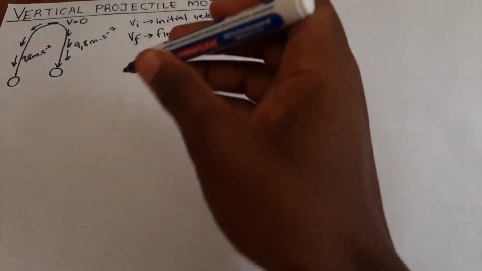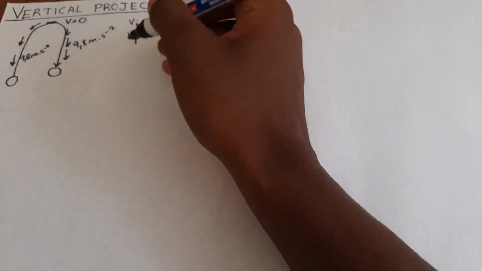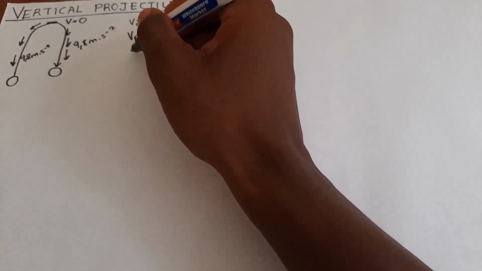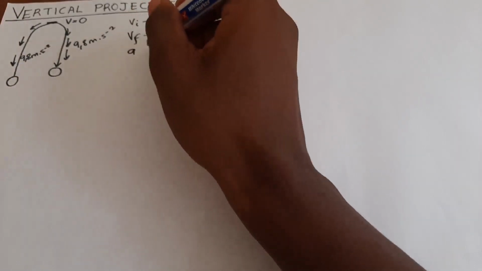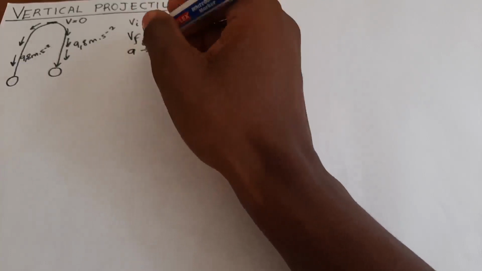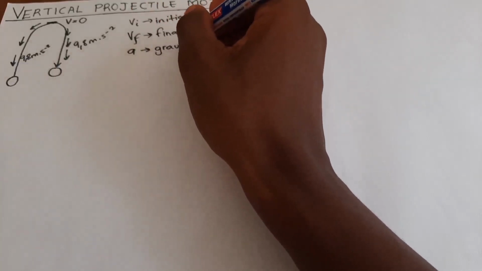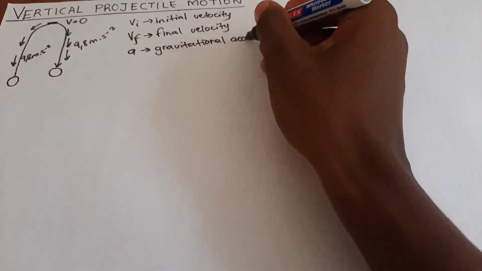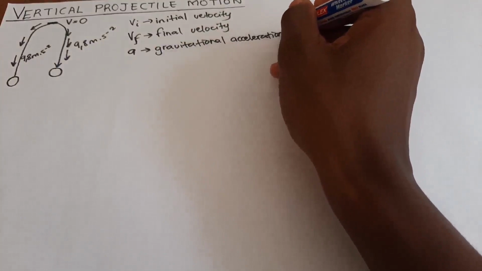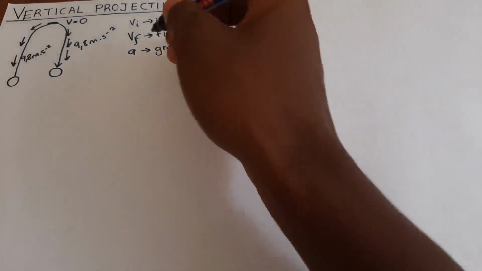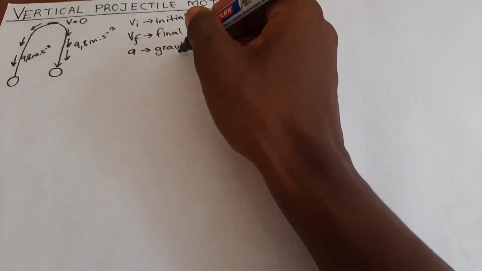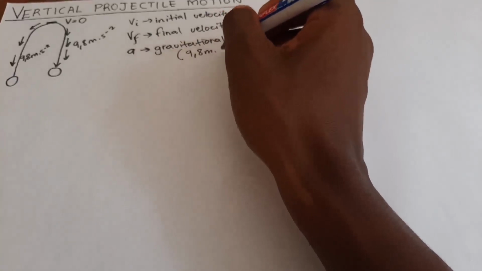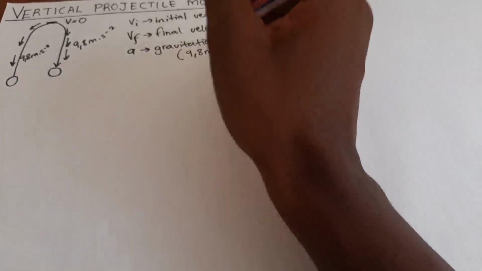Okay, that's how it goes. And we have the gravitational acceleration. I can just say G or A. Let me just say A. This is the gravitational acceleration, guys. Okay, so the gravitational acceleration is equal to what? You know, that is equal to 9,8 meters per second squared. Okay, this is the acceleration.